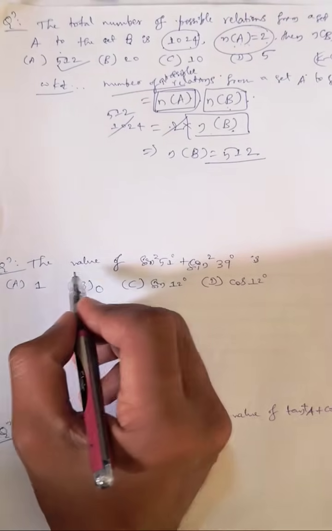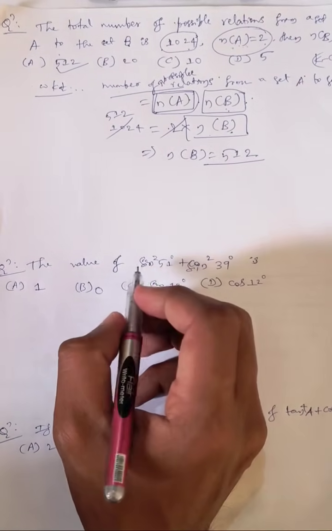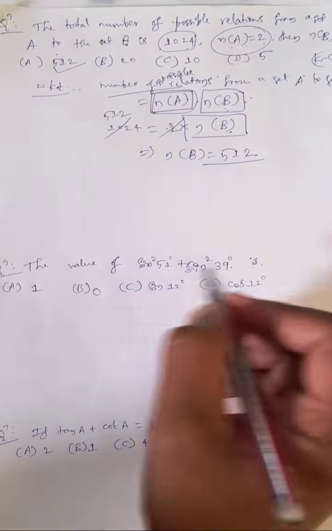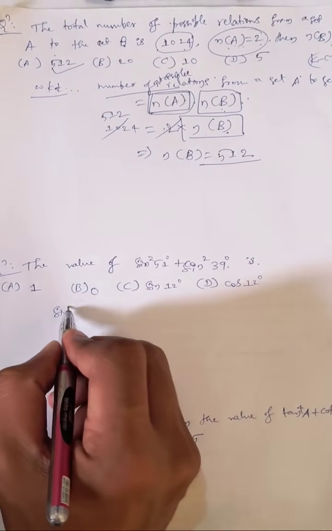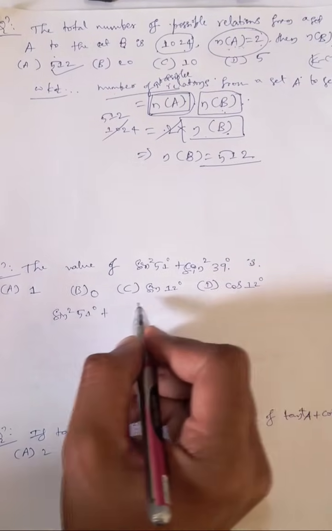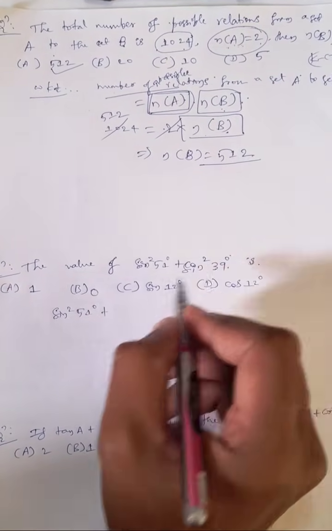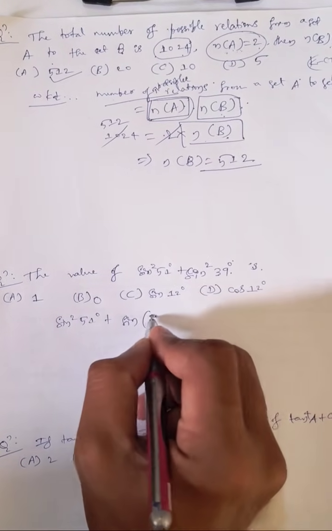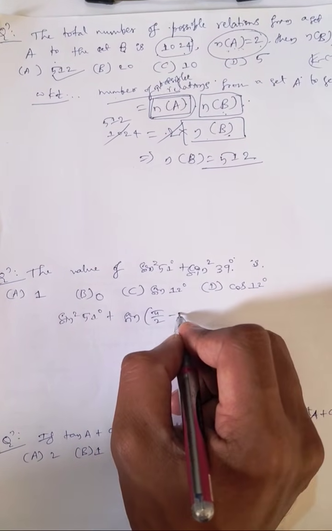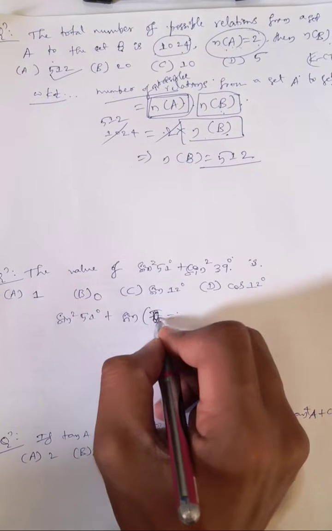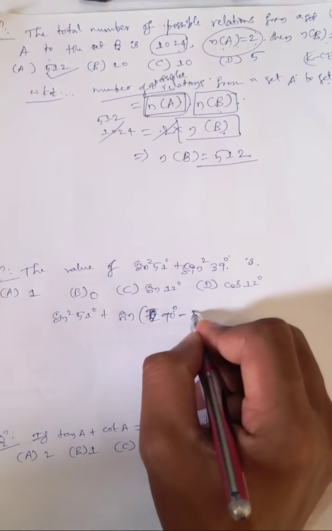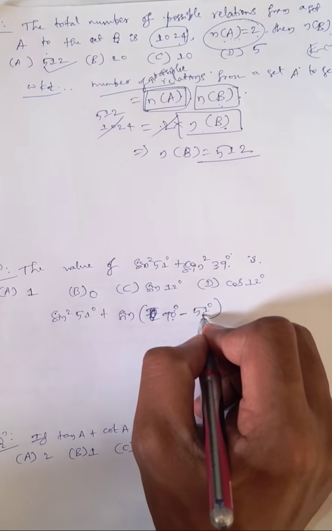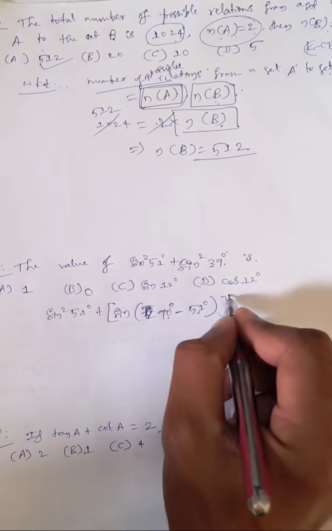See this question. The question is: the value of sine square 51 degree plus sine square 39 degree is. So let us see the solution. I'll write sine 39 degree as sine of pi by 2 minus 51 degree. Pi by 2 means 90 degree, so 90 minus 51 is 39 only. Then I'll write the whole square.